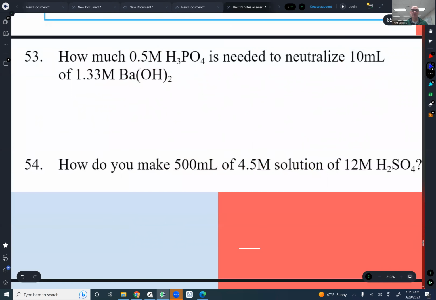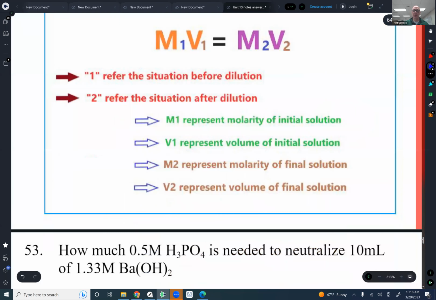And I believe the next two problems are the exact same. So we're fine. We don't need to do any more practice. I think we're good with this.